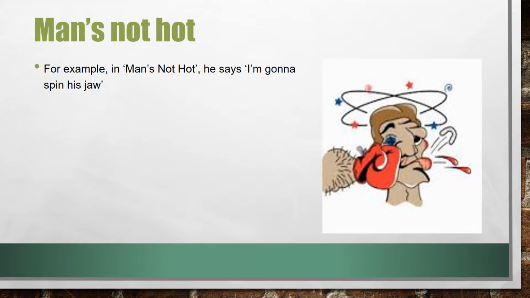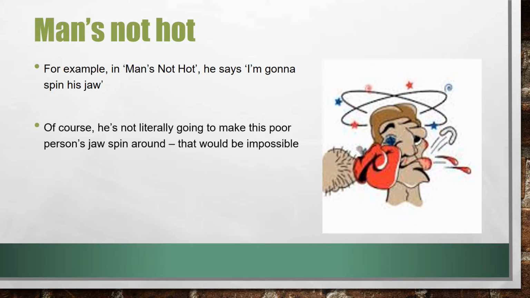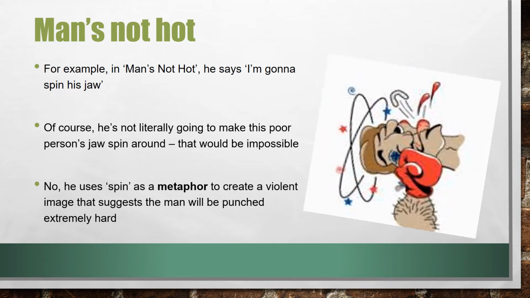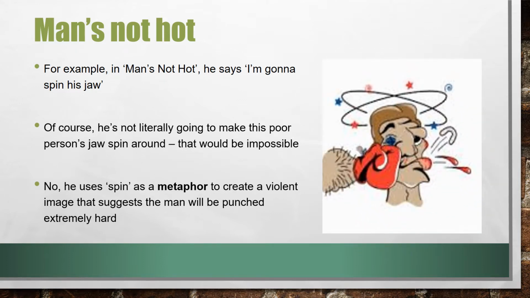For example, in Man's Not Hot, he says, I'm going to spin his jaw. Now, I'm no roadman, but I'm pretty sure that, of course, he's not literally going to make this poor person's jaw spin around. That would be impossible. No, he uses spin as a metaphor to create a violent image that suggests this man will be punched extremely hard.